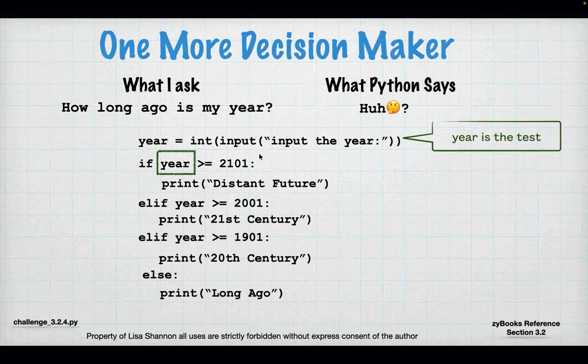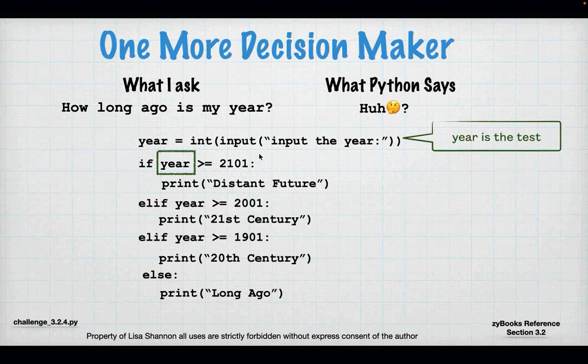So that's what makes them related. We are testing the value of this individual variable against different things, because based on the outcome, we want to do different things. Okay? So that's what we have as an elif. So I could say if year is greater than or equal to 2101. And I could say if year is greater than 2001, I didn't have to use the elif.